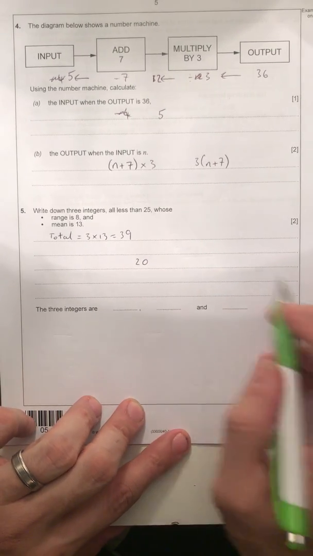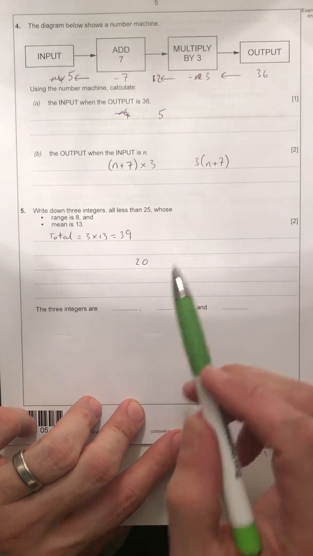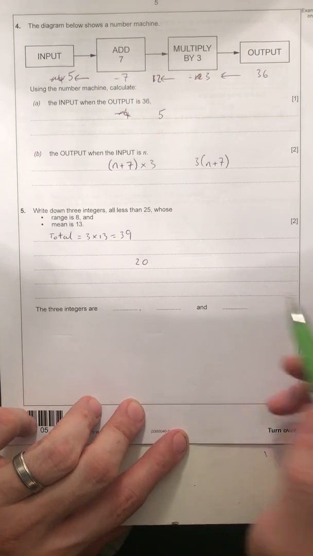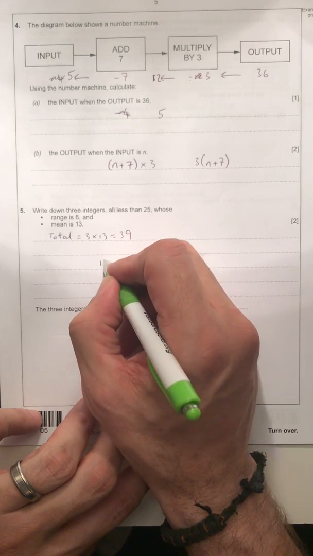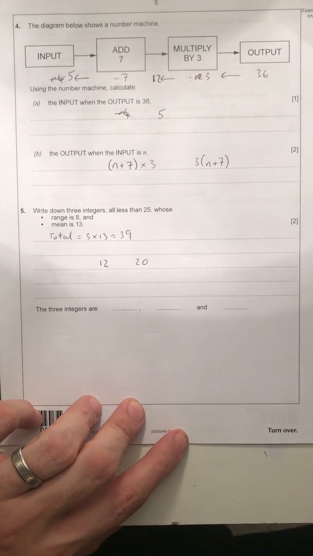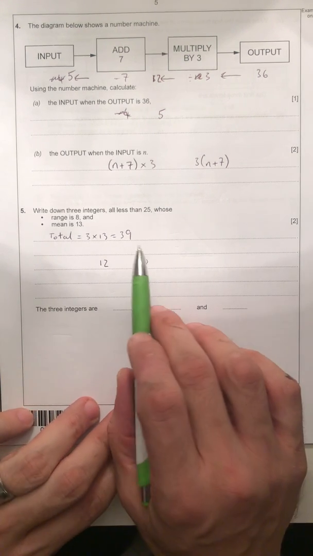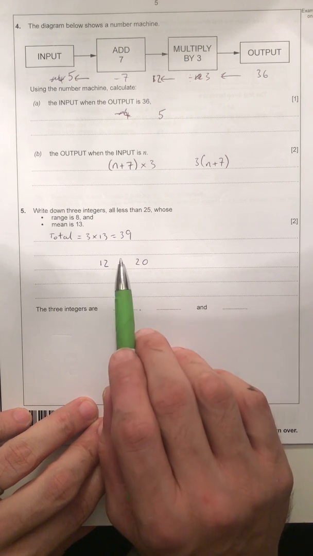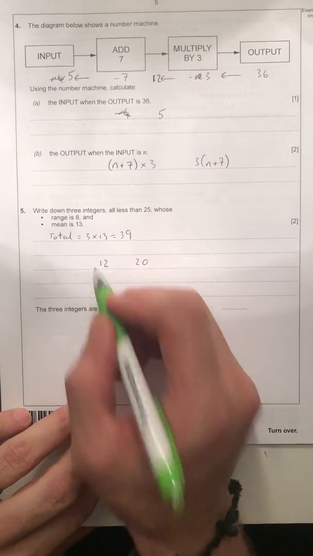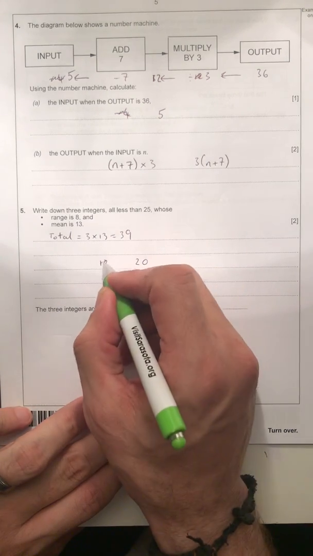So if 20 is one of our numbers, it's less than 25. If the range is going to be 8, that means the difference between the biggest number and the smallest number has got to be 8. So one of my numbers would need to be 12. And then they need to add up to 39. So the other number would have to be 7. But if my other number was 7, then the range wouldn't be 8. So I can't have those.